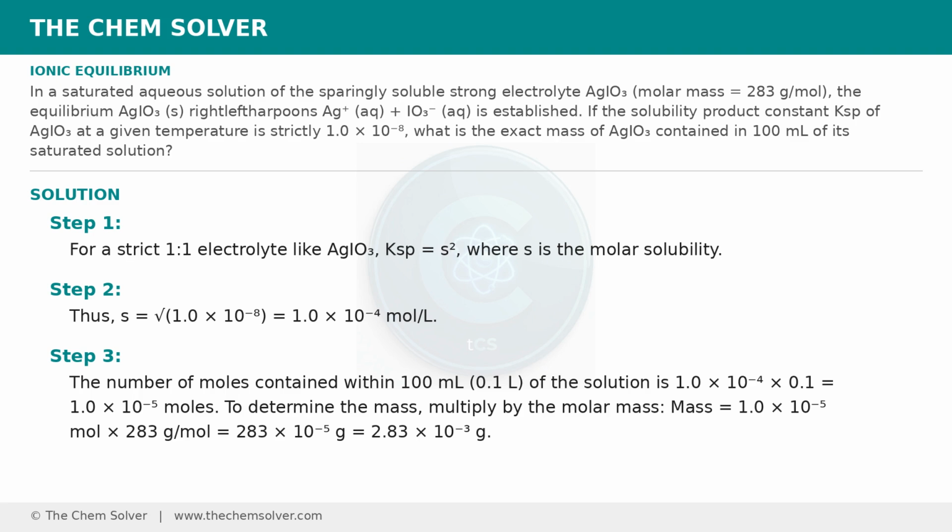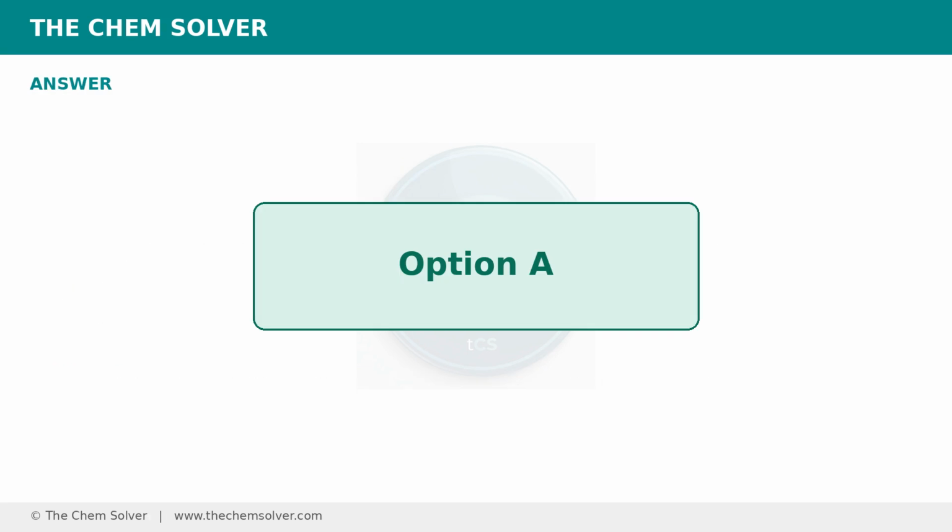To determine the mass, multiply by the molar mass. Mass equals 1.0 × 10⁻⁵ moles times 283 g per mole, which equals 283 × 10⁻⁵ g, which equals 2.83 × 10⁻³ g. The answer is A.